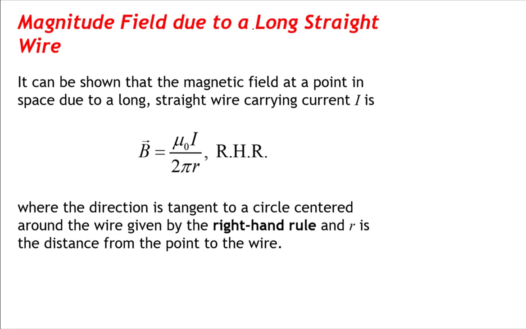So if we have a current, which by definition is the movement of charge, then that current generates a magnetic field. And we could show that that magnetic field is given by this formula. Let's start off with a sketch. Here we have a long, straight wire.